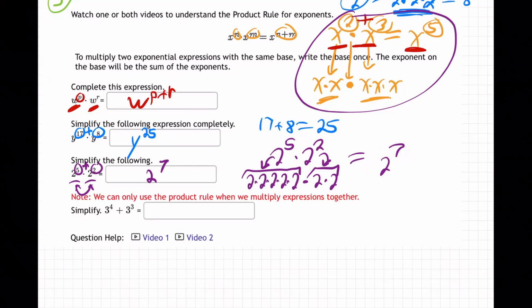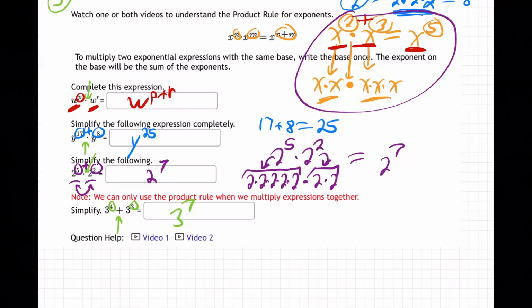All right, coming on down here. We can only use the product rule when we multiply. So how about this one? How do we do this one? Can I just add those powers? Can I just go, yeah, I've got the hang of this, it's 3 to the 7th? No, that's wrong. We cannot do that. Why not? You said you just add the powers, 4 and 3 is 7. No, not with a plus sign in the middle, right? Only with a times in the middle. See how all these have times in the middle, and then we add the powers. So when you have multiply in the middle, you add the powers.